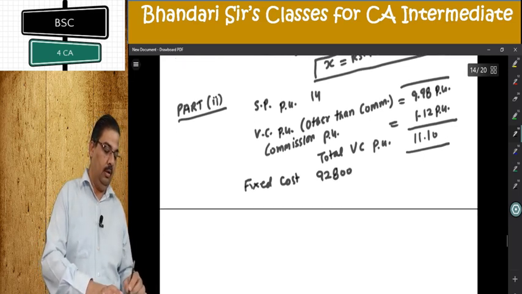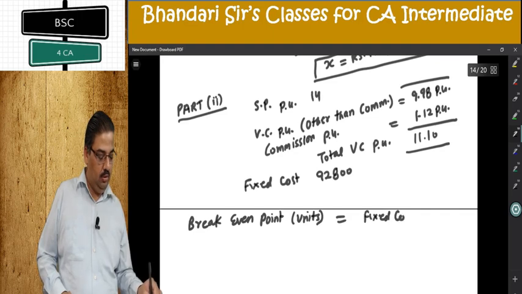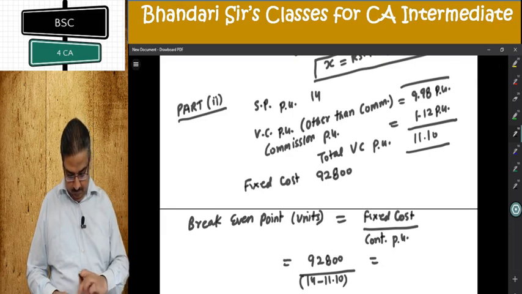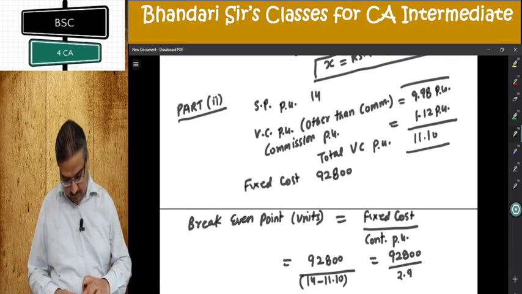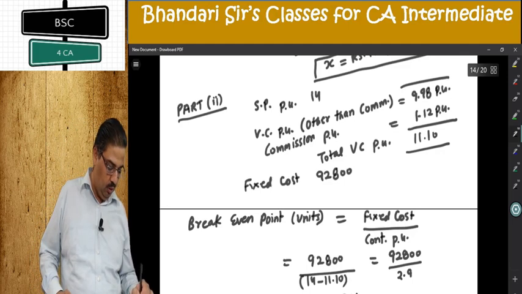So what are the formulas there? Let's apply formulas. Break-even point in units is fixed cost divided by contribution per unit. 92,800 divided by 14 minus 11.1, that is 92,800 divided by 2.9. This is 32,000 units or bottles.